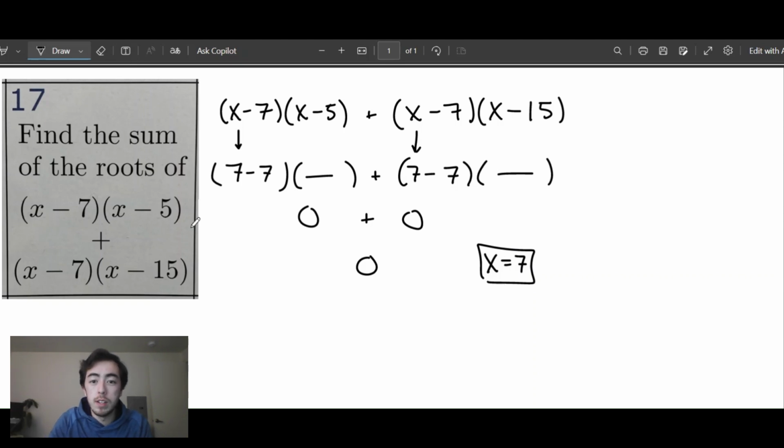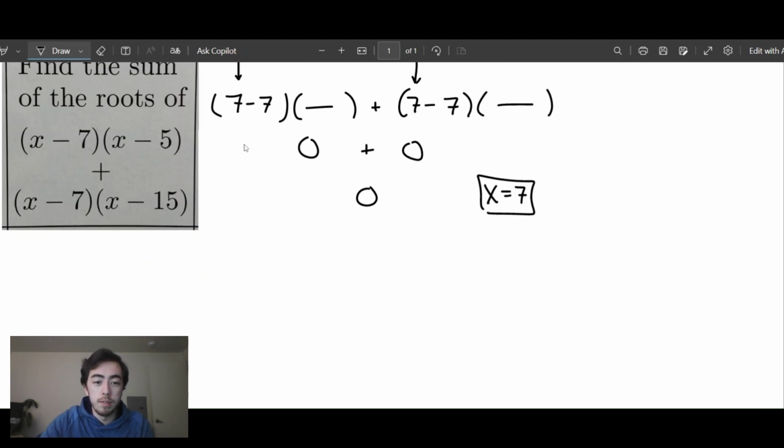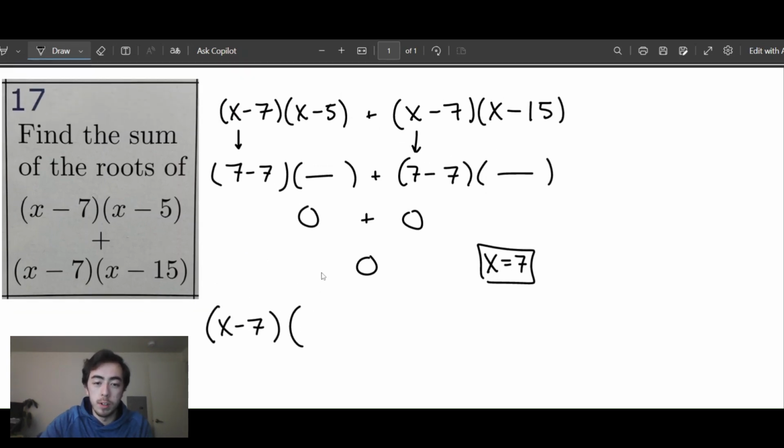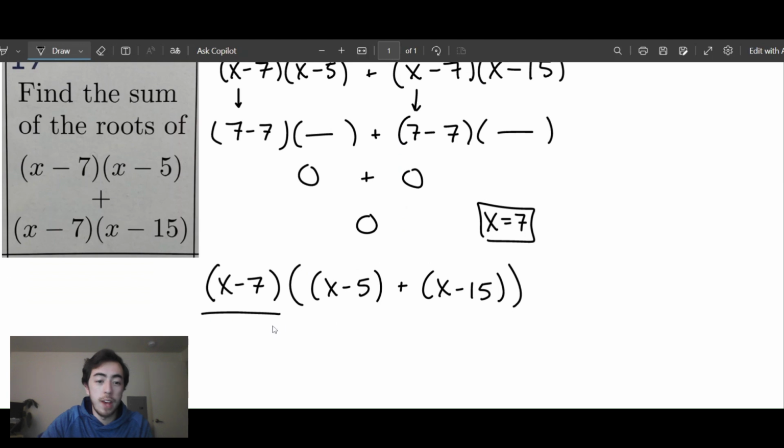How about I notice that my first term here and my second term here have a similar factor in them, the x minus 7. So I can factor out the x minus 7. And let's see what I leave behind. From the first term, I leave behind an x minus 5. And from the second term, I leave behind an x minus 15. And I'm doing a plus sign here because there's a plus sign here. And so you could imagine if I redistributed this factor at the start to both of these terms, I would just get back to where I started originally.